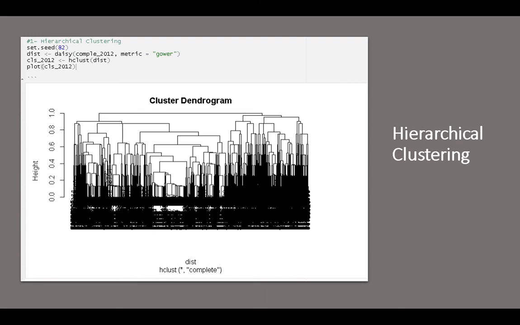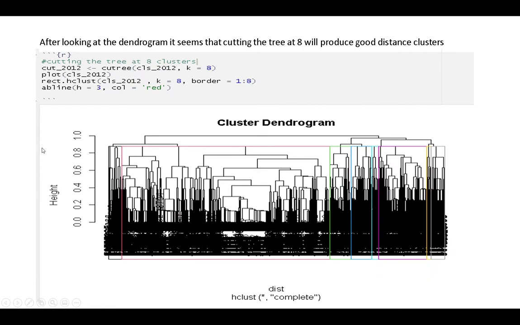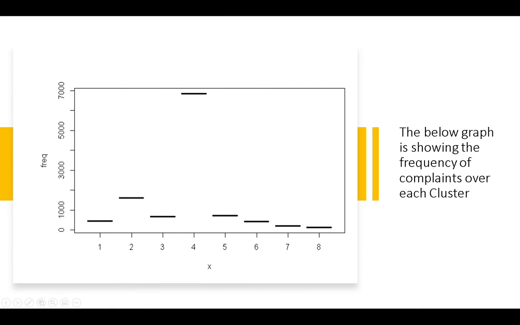This is a hierarchical clustering model. As you can see, this is a dendrogram plot, and we cut the tree to have 8 clusters. There is a big cluster, and later on we will see that it's related mainly to the mortgage customers. So here is the frequency across all the 8 clusters, and cluster 4 has the highest frequency.